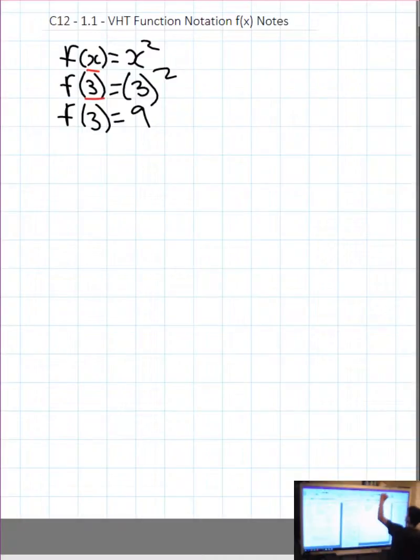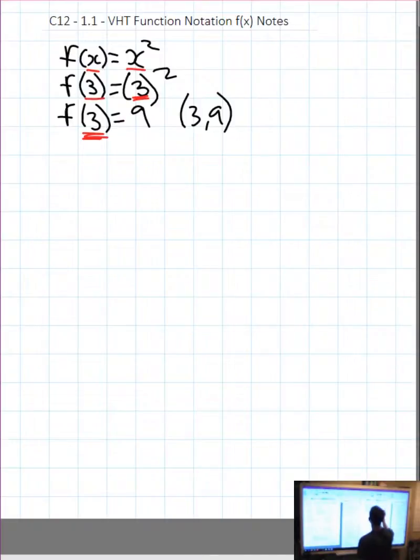We want to remember that whatever is in the f of whatever it is, f of 3, we just put that thing into the right-hand side for x and then do whatever is necessary. So what we did was we just found the point on the graph, 3, 9. f of 3 is equal to 9.